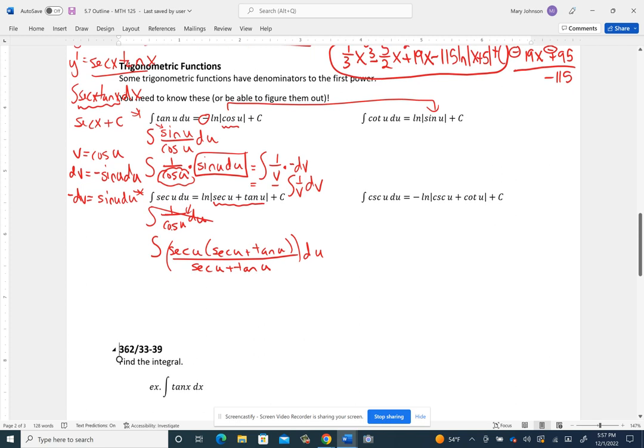Right now I'm just trying to show why these rules turn out the way they do. So when I do that, that numerator becomes secant squared u plus secant u tangent u all over secant u plus tangent u. You see that?